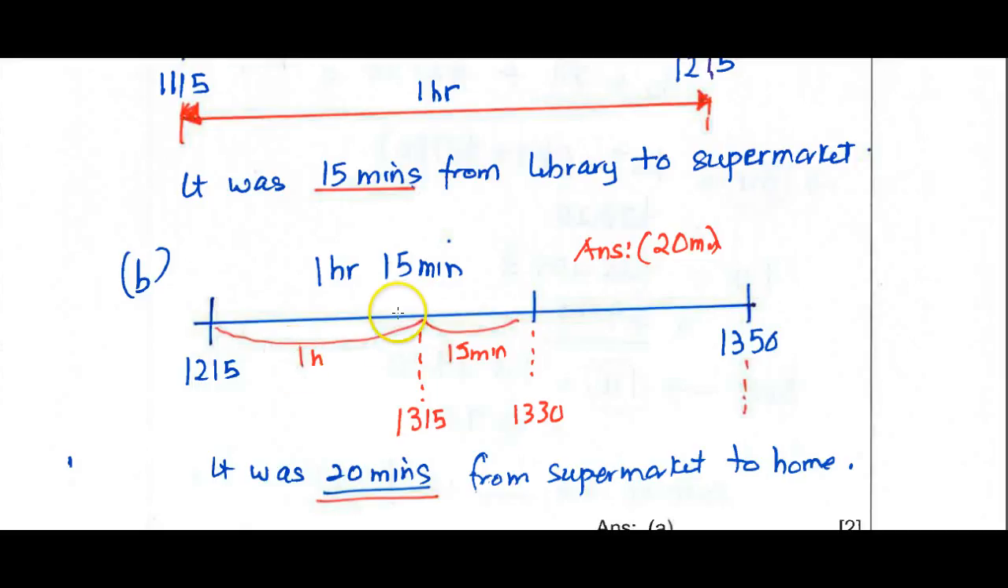So 1 hour from 12:15 will be 13:15. Another 15 minutes will lead you to 13:30, which is 1:30 p.m. Here she started walking home. She reached home at 1:50. From 1:30 to 1:50, 30, 40, 50, is 20 minutes. The answer is 20 minutes.